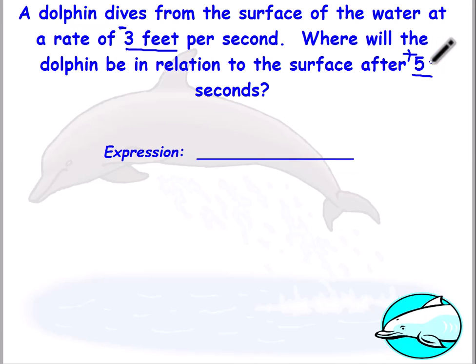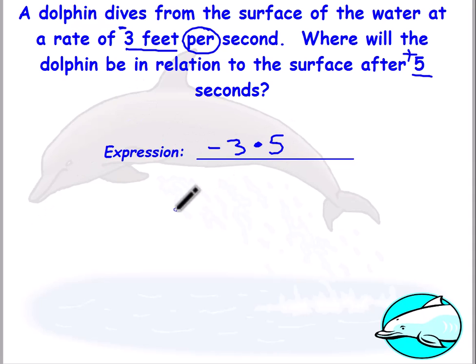And then is this a multiplication or a division? Well, it says 3 feet per second. That per means to multiply, doesn't it? So our expression is going to be a negative 3 times a positive 5. I'm going to use the dot this time to represent the multiplication, times 5. And remember, you don't need to put a positive symbol. If it's a positive number, you just put 5.